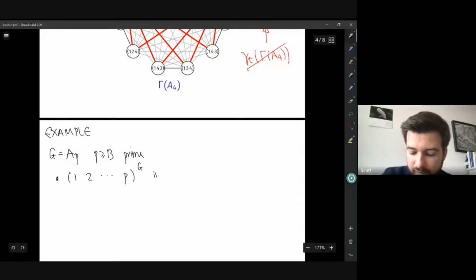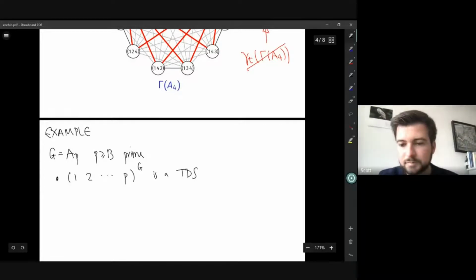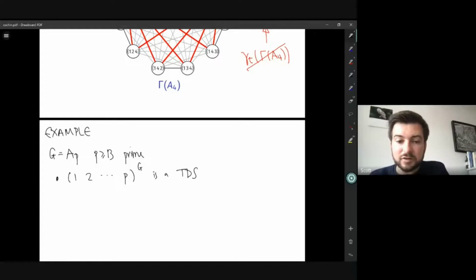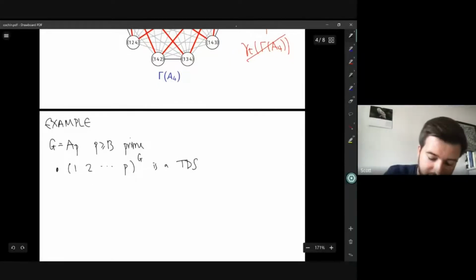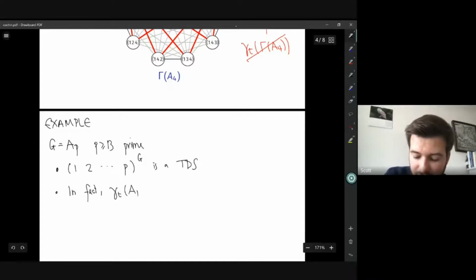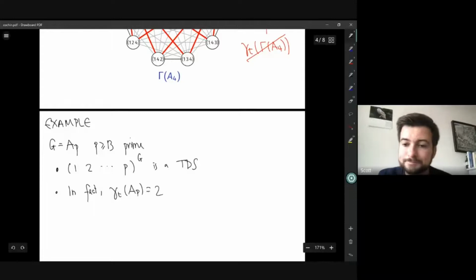So this is a total dominating set. Everything in the graph is adjacent to something in that conjugacy class. But you don't need all of that class, which is huge, right? It's a fraction 1 over p of the whole group. In fact, you only need 2 of the p-cycles. So let me say that. In fact, the total domination number of A_p is just 2.